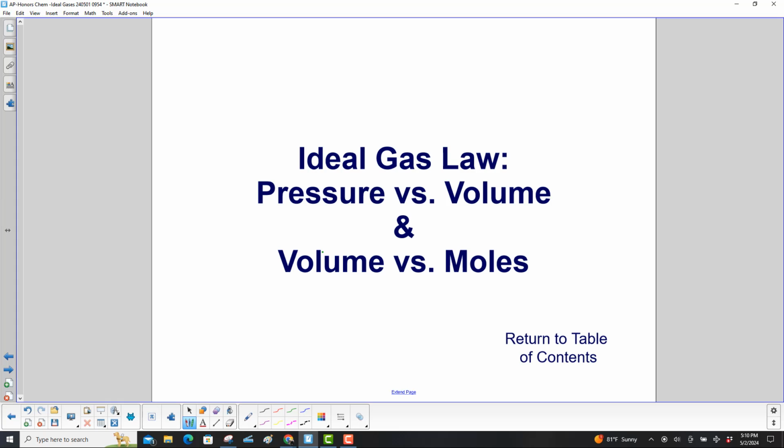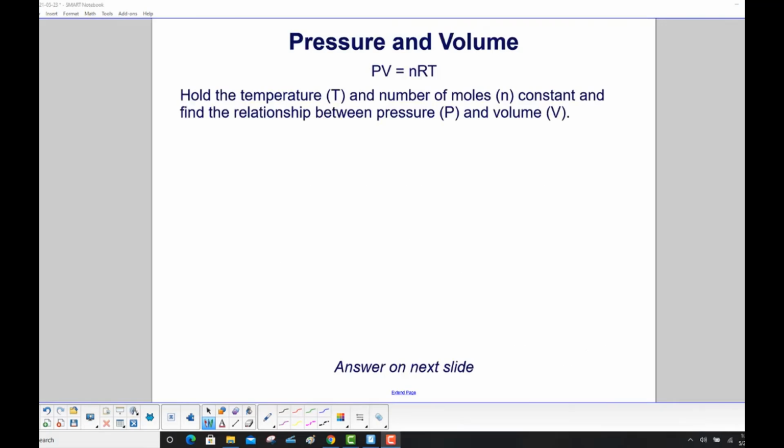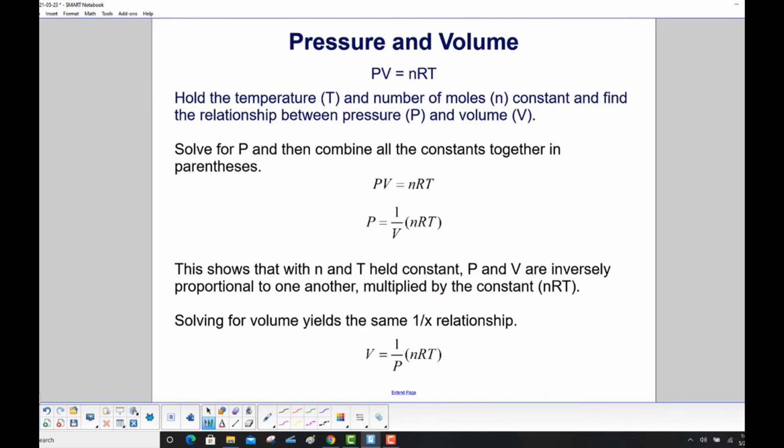Ideal gas law, pressure versus volume, and volume versus moles. Hold the temperature and number of moles constant and find the relationship between pressure and volume. Solve for P and then combine all the constants together in parentheses. So here's PV equals nRT.